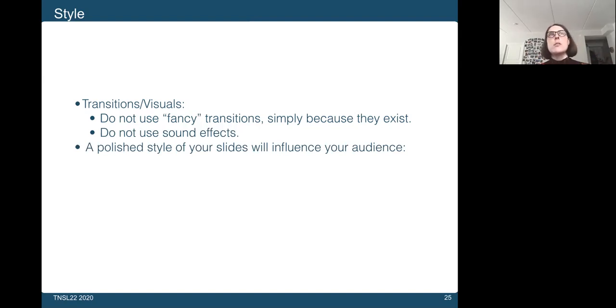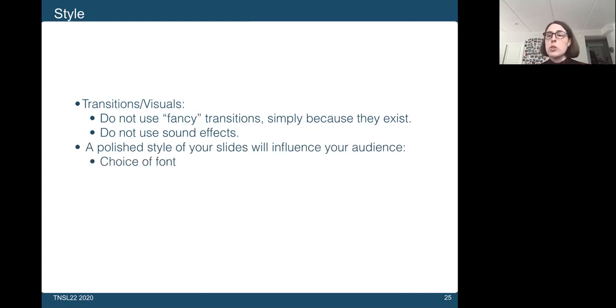And it will also give the audience the impression, okay, this person put the time into the slides, and now I can actually concentrate on the content. If you have lots of irritating things on your slides, then your audience might concentrate on these and not on the thing that you actually want to talk about, which is not what you want. So polish the style.